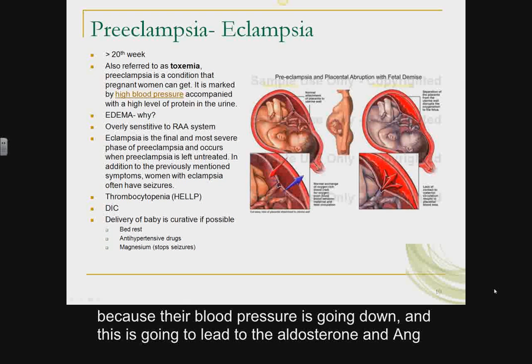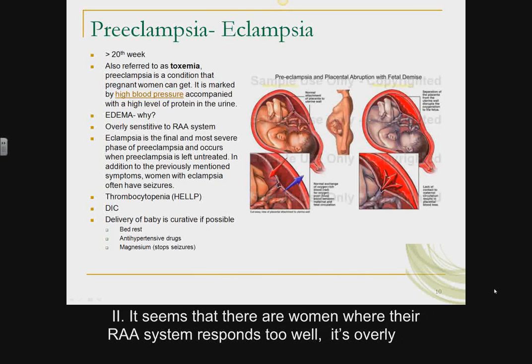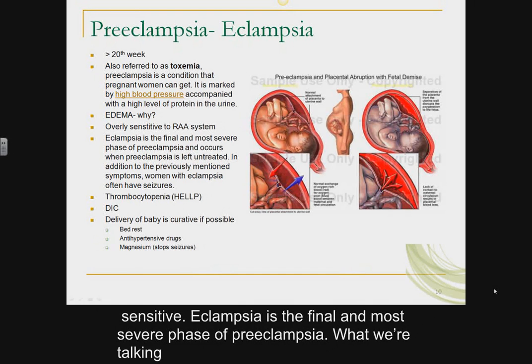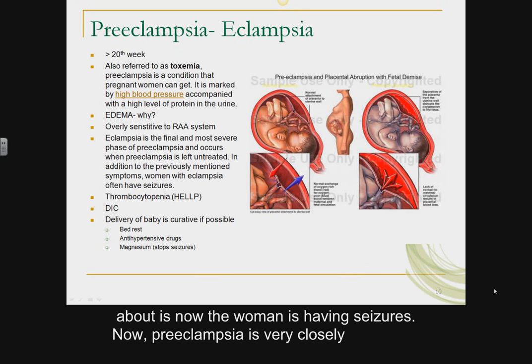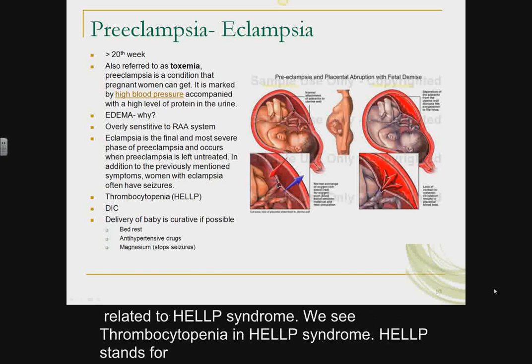It seems that there are women where their RAA system responds too well. They're overly sensitive. Eclampsia is the final and most severe phase of preeclampsia. What we're talking about is now the woman is having seizures. Now, I want to switch a little bit here. Preeclampsia seems to be very closely related to something called HELLP syndrome.